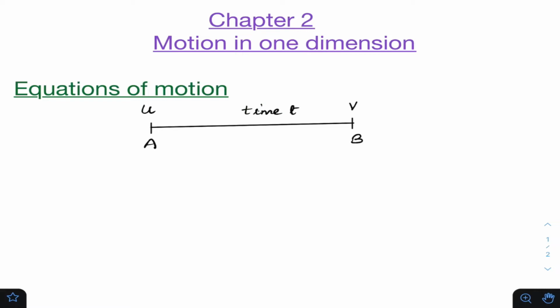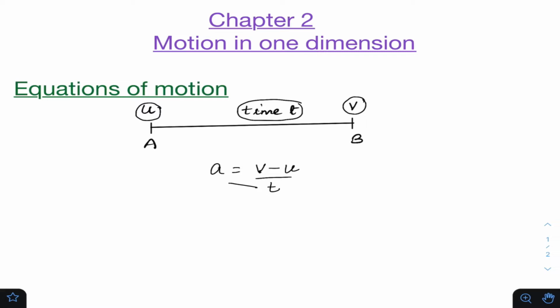Let's suppose there is a body which starts its journey from point A. u is called initial velocity and v is called final velocity. The body has covered the distance AB in the time interval t. Now, what is the formula of acceleration we have studied in the last video? Acceleration is equal to change in velocity over time.